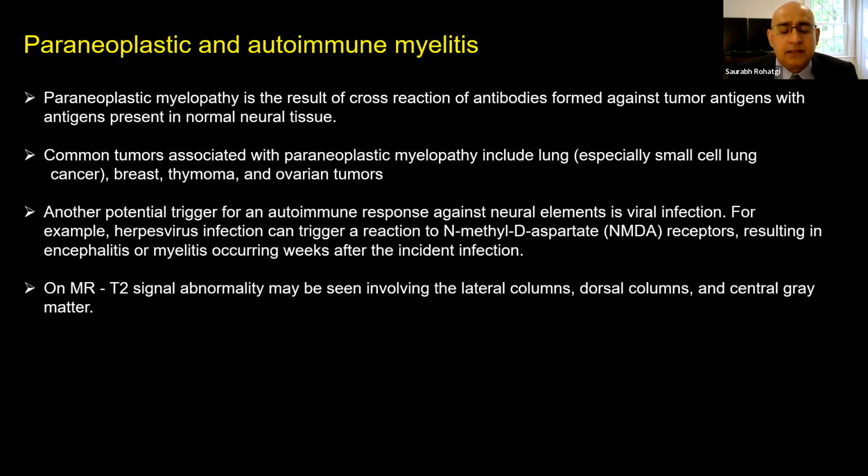To complete the list of causes, you can have paraneoplastic and autoimmune myelitis, and we see a lot of autoimmune myelitis, at least here in the US. These are associated with a lot of tumors, especially lung, breast, thymoma, and ovarian tumors. Another potential trigger is viral infections, especially herpes, which can trigger a reaction to NMDA receptors. On MR, you can see a T2 signal abnormality involving either the lateral, dorsal, or central gray matter.